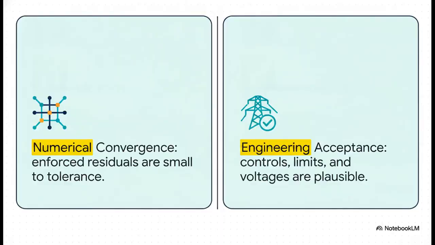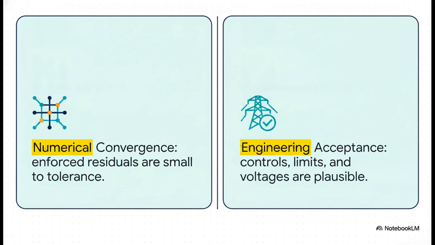This leads us to a fundamental distinction in power engineering. We absolutely have to differentiate between numerical convergence and engineering acceptance. Numerical convergence, that just answers a super narrow question. Are the enforced residuals small relative to your chosen tolerance? That is literally it. Engineering acceptance, on the other hand, asks way more.